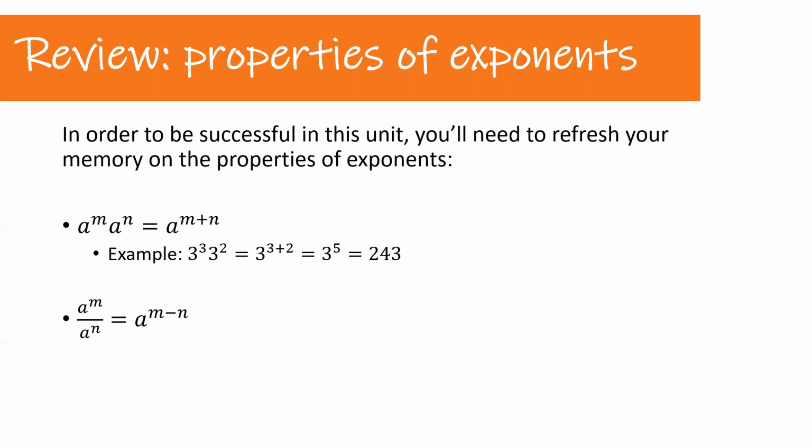Another one is that a to the m divided by a to the n is a to the m minus n. So now instead of adding, we're subtracting because we're dividing. An example there is 4 to the fifth divided by 4 to the third. That's going to be the same thing as 4 squared because 5 minus 3 is 2. Which is going to give us 16. Again, you can use your calculator to verify, but it's going to definitely save us some time when we're working with the algebra.